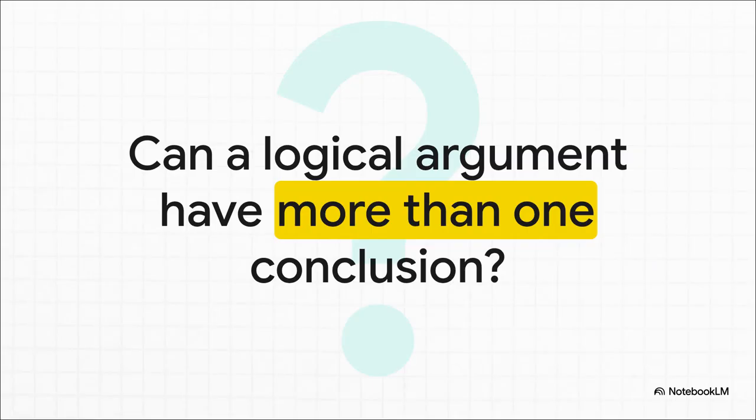So let's just ask it straight up. Can a logical argument have more than one conclusion? I mean, your gut reaction is probably, no way. An argument's supposed to prove a single point. End of story. But what if allowing for many possible conclusions actually unlocks a way more powerful way of thinking?